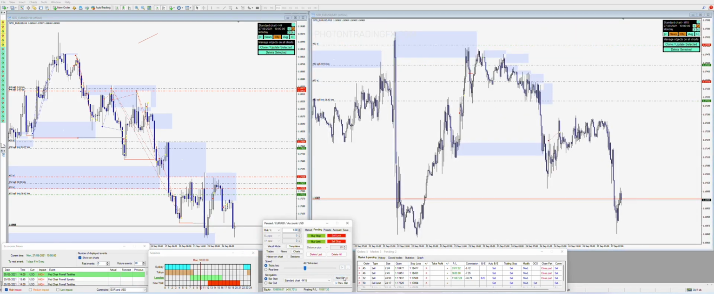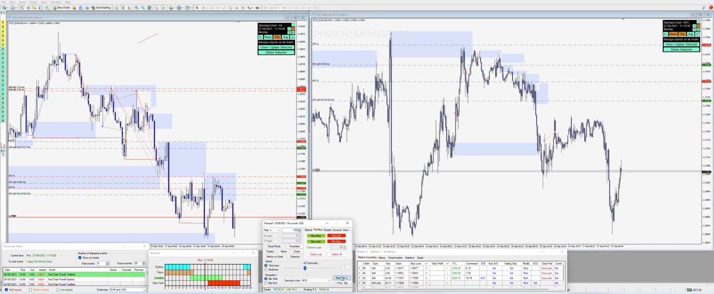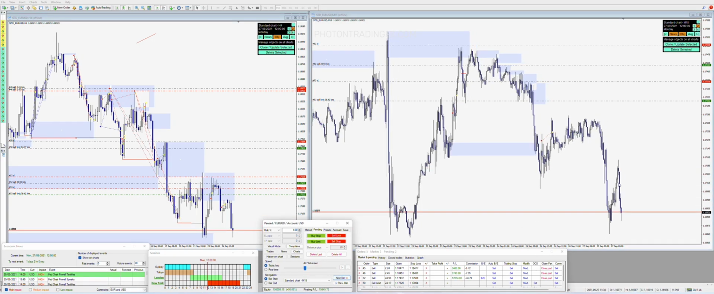Not quite. There's not even a bullish change of character to look for a hedge. See if that supply zone is going to hold. Yep.